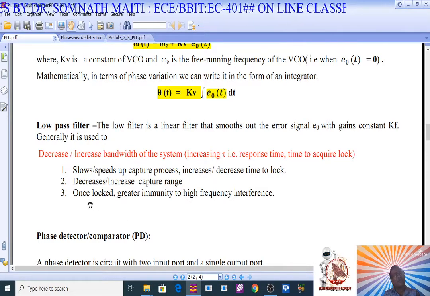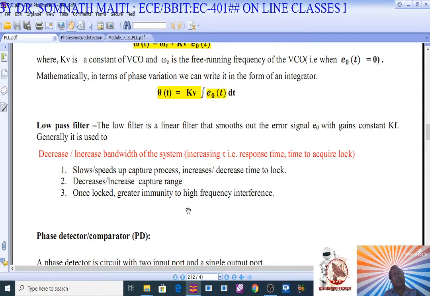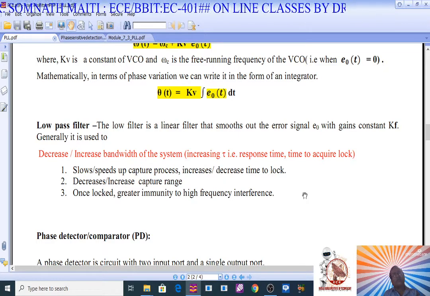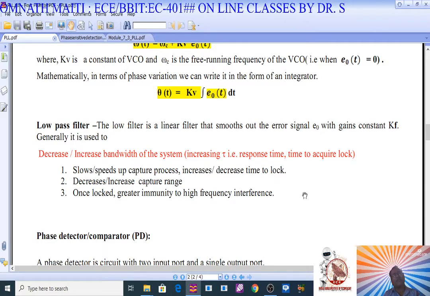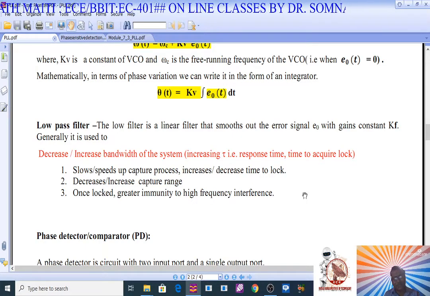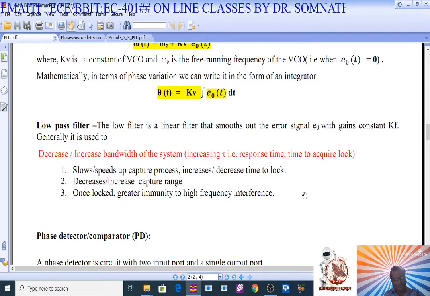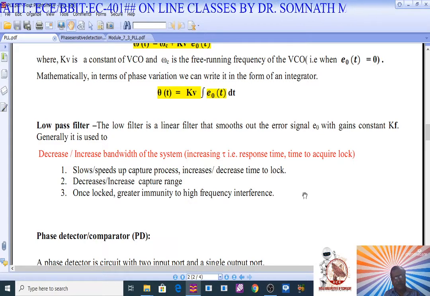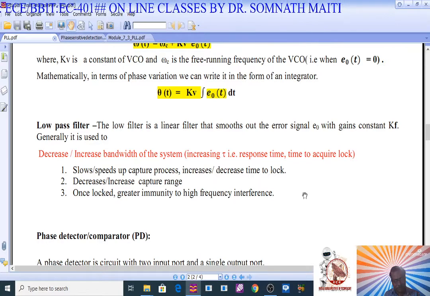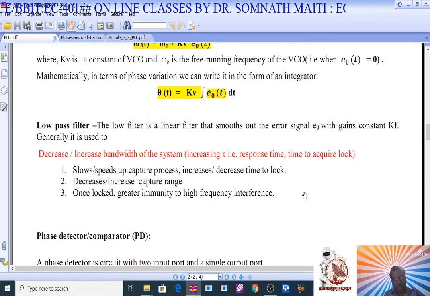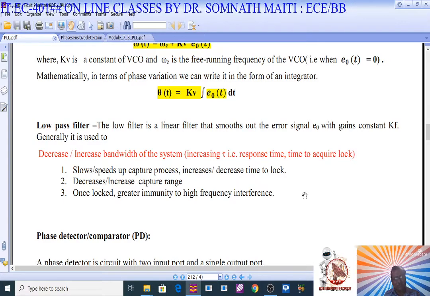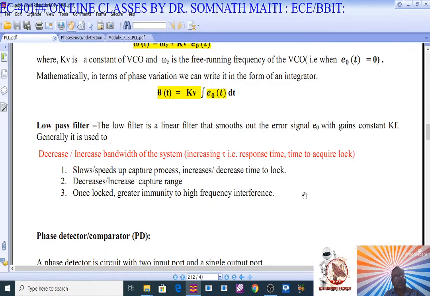Now once it is locked, there is greater immunity to higher frequency interference. If the bandwidth of the low pass filter is narrow, then narrow means bandwidth is less, it is not going to allow higher frequencies beyond this particular range, so it will reject the higher frequencies. So this is one of the advantages. The narrower the bandwidth, the more rejection of interference or high frequency signals.